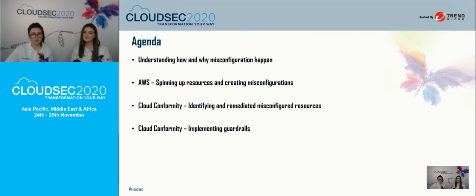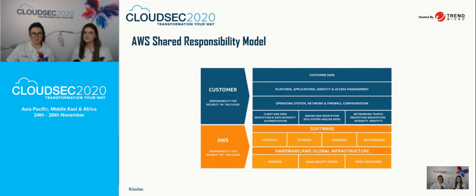Before we begin our session today, let's have a quick look at the agenda. Firstly, I'll begin by taking you through some insights to understand how and why misconfigurations happen. Then I'll hand it over to Alex, who's going to give us a demonstration, spinning up resources and creating misconfigurations in AWS, and then identifying and remediating those misconfigured resources in real time through our Cloud One Conformity solution. She'll also show us how to improve your overall cloud posture security management by setting up the correct guardrails.